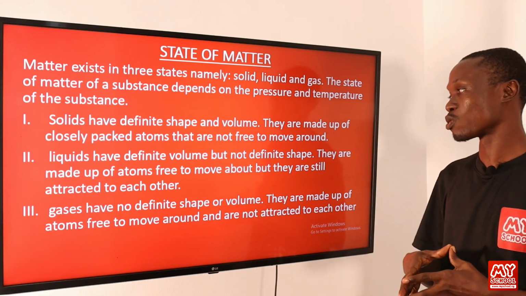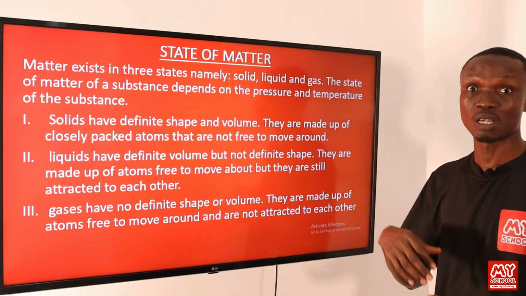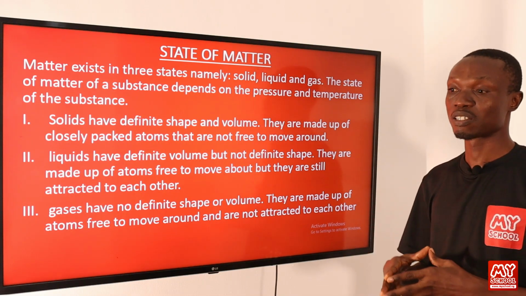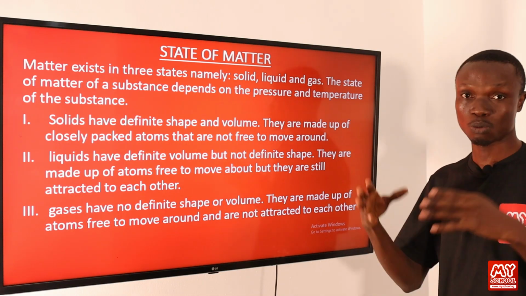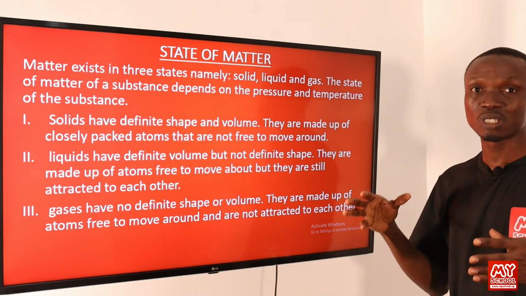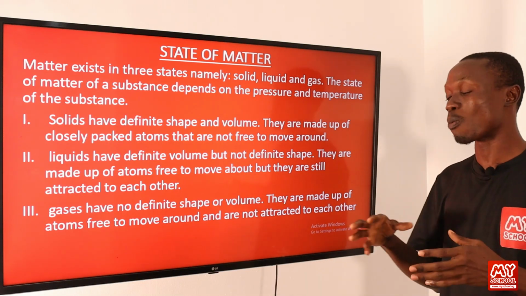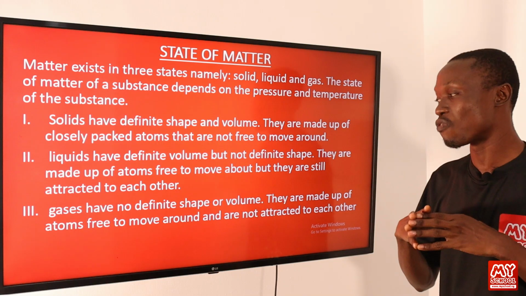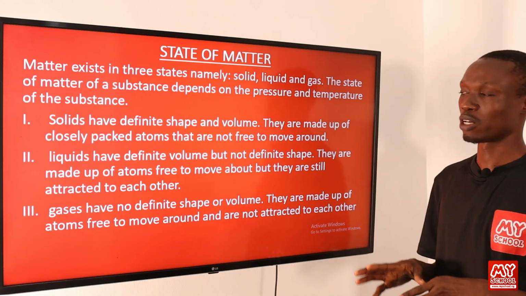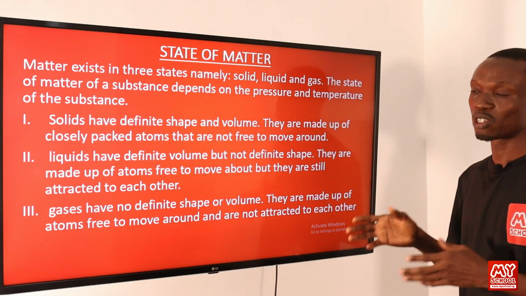Liquids assume the shape of the container in which they are found. For example, if they are found in a container that is cylindrical in shape, they are going to assume that cylindrical shape. While gases have no definite shape and no definite volume. They are made up of atoms free to move around and are not attracted to each other. So that is the simple description of the 3 states of matter.